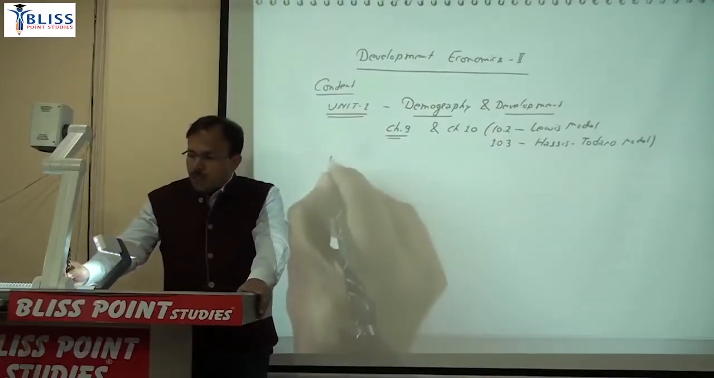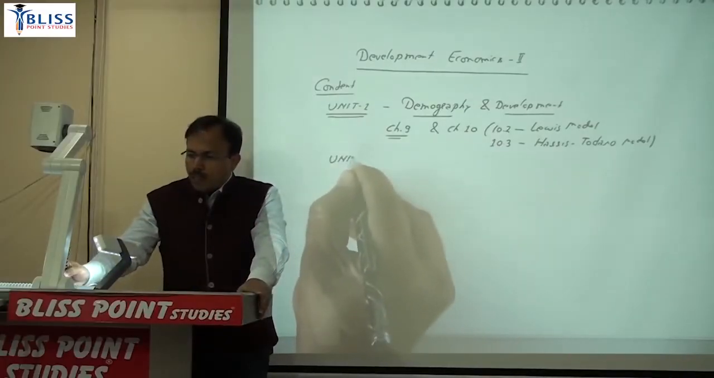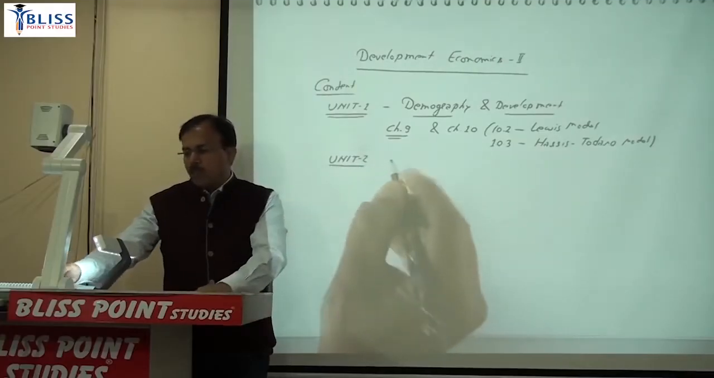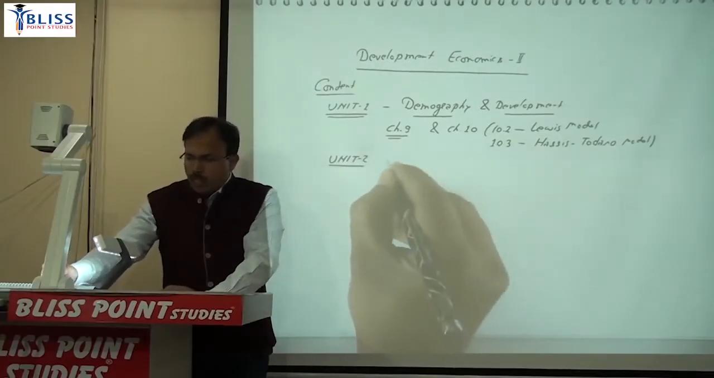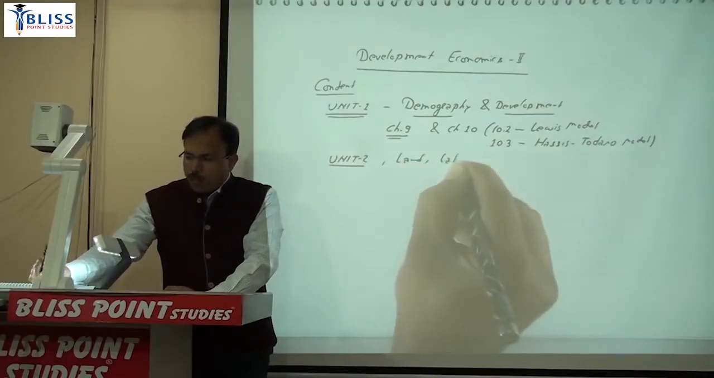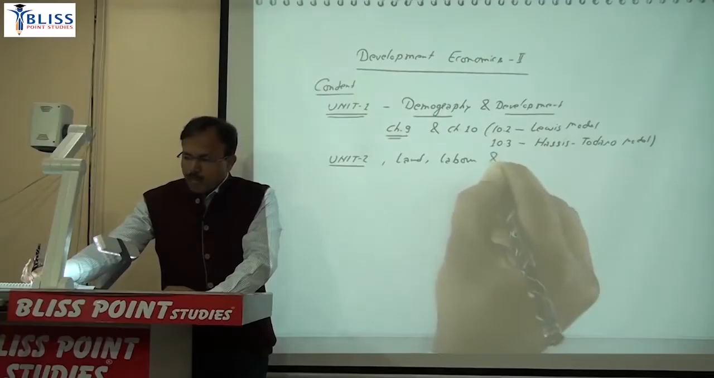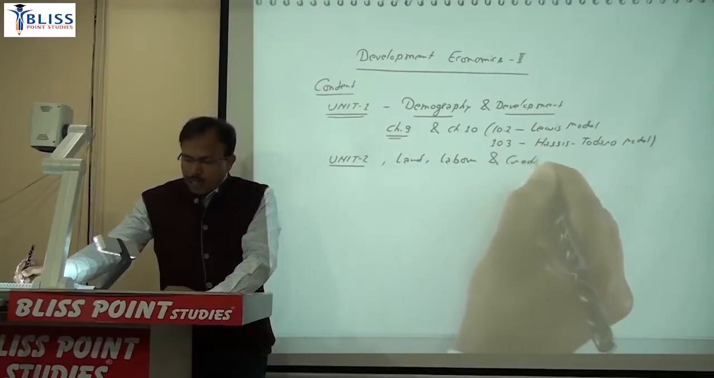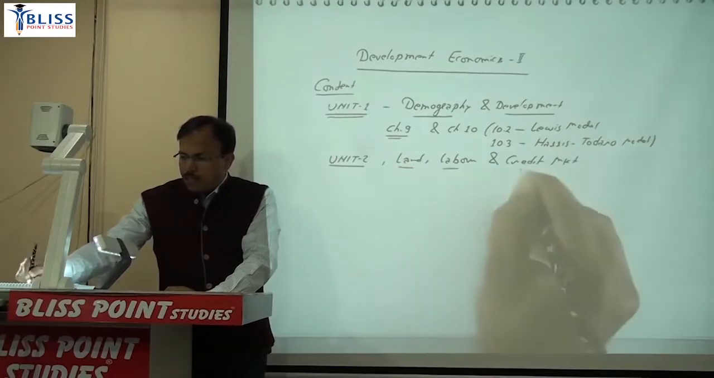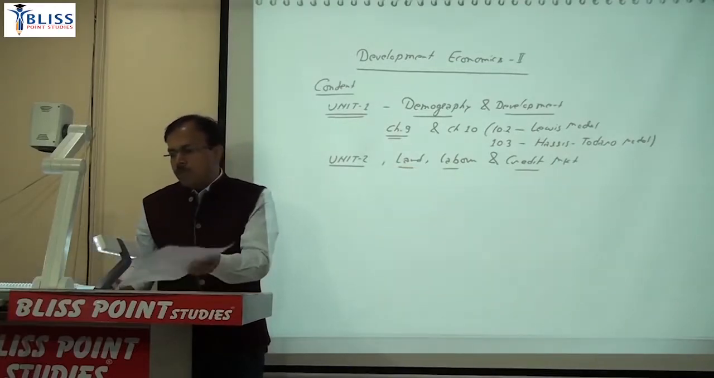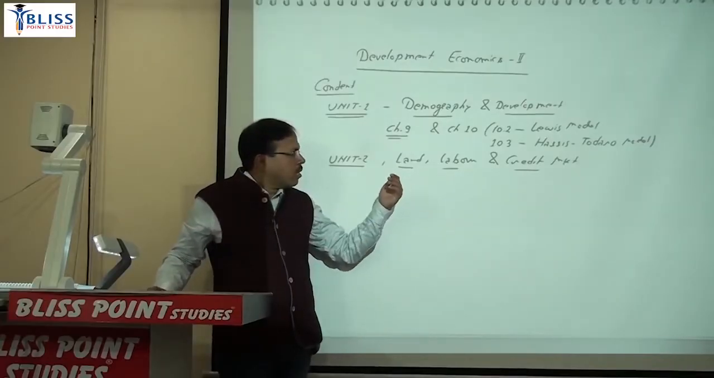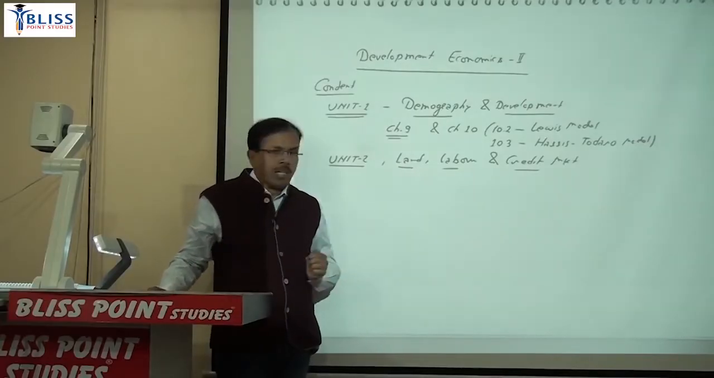Now unit number 2. Unit number 2 का content slightly unit number 1 से ज़्यादा होगा. Unit number 2 is land, labor and credit market. Remember, we have to study basically here the rural areas. So we are referring here the rural credit market, rural labor and land market.